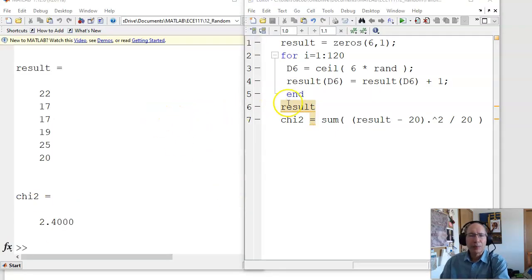So for example, let's try it. Here's a MATLAB script with the previous code. I'm going to roll the dice 120 times and count how many times I got each number. When I did that, I got 22 1s, 17 2s, 17 3s, and so on. Chi-squared score is 2.4. Try it again, 6.2. Try it again, 1.7. It's a random process. Each time I do it, I'll get a different answer.